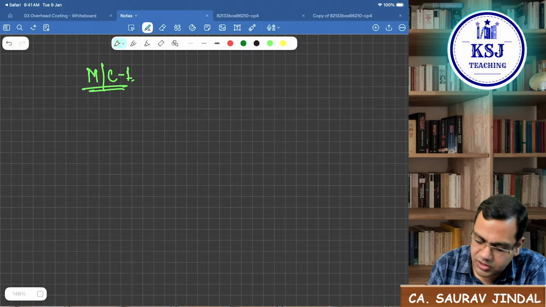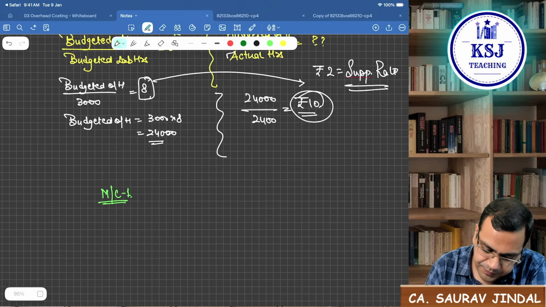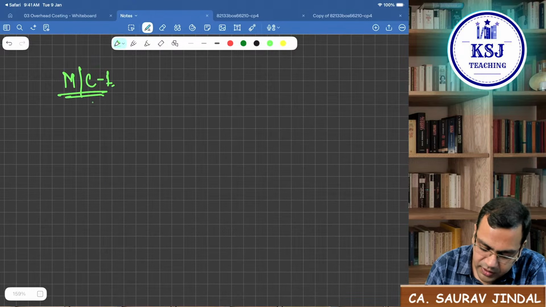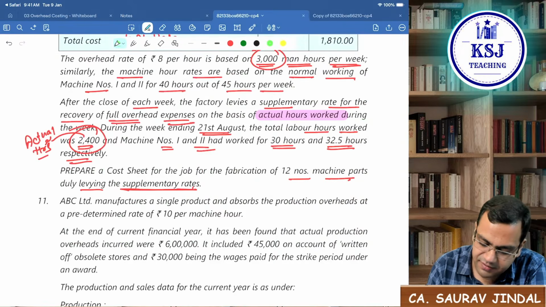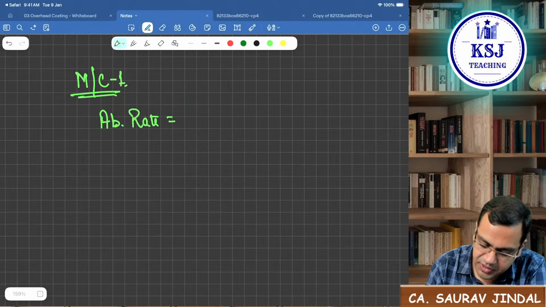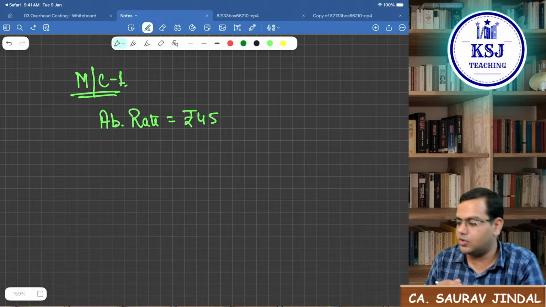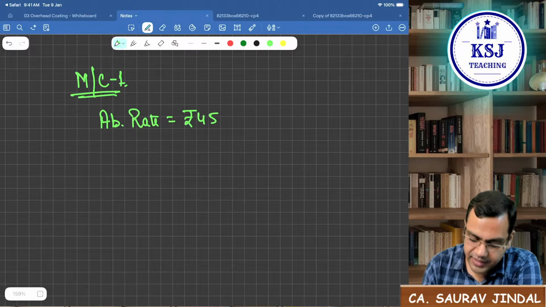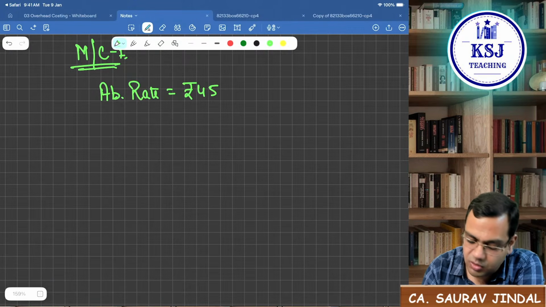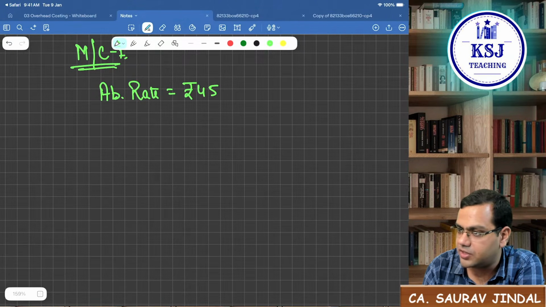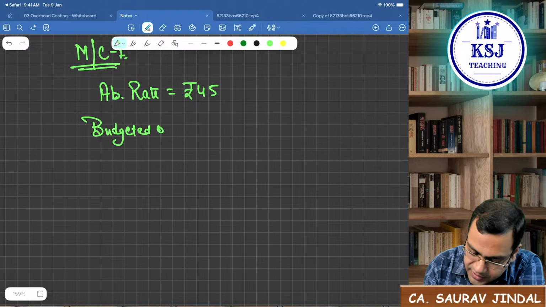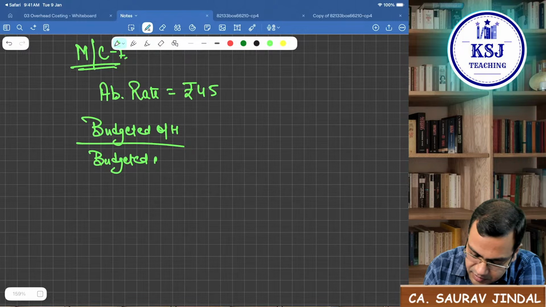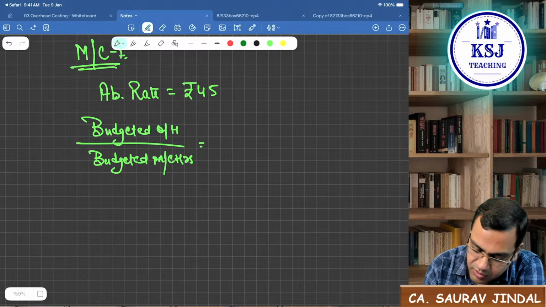So for machine 1, what is given? The absorption rate for machine 1 is given as rupees 45. Right. So how would you have calculated this absorption rate? You would have calculated it as budgeted overheads divided by budgeted machine hours, which is equal to 45.